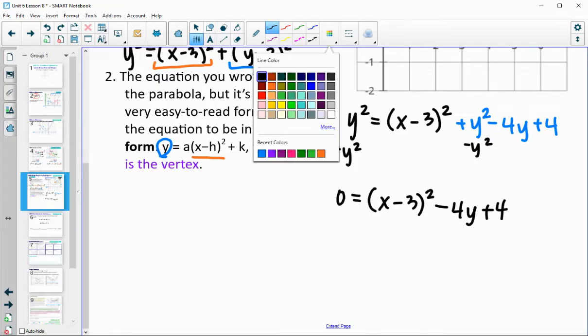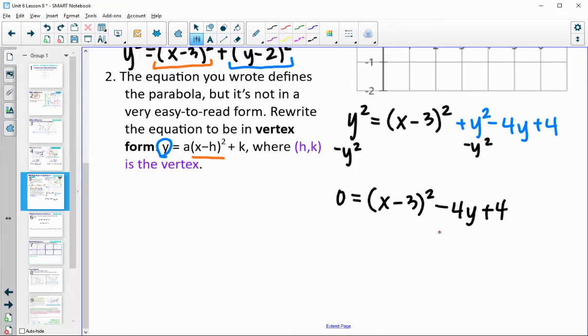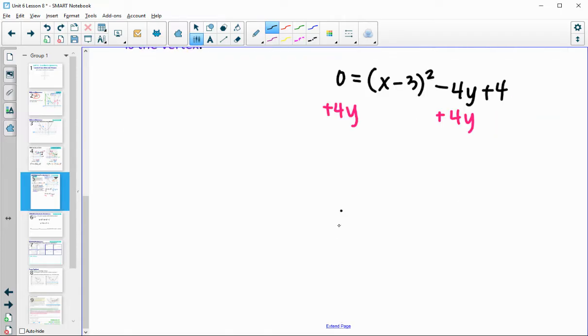So then let's bring this negative 4y to the other side to get all of our y's on the other side. So 0 plus 4y is 4y. And then we have x minus 3 squared. Negative 4y plus 4y is 0. So we have the plus 4.